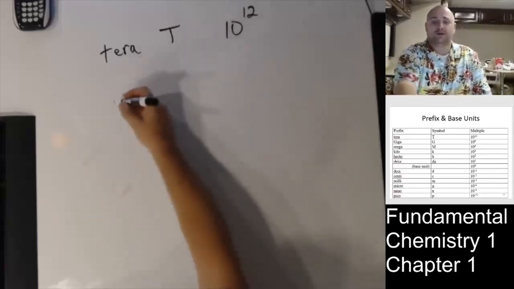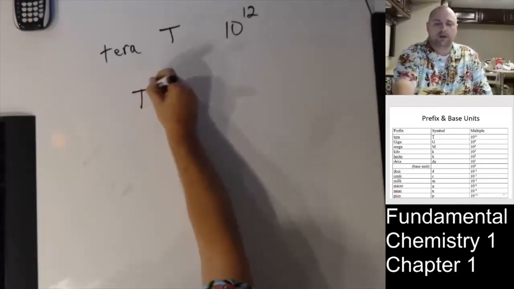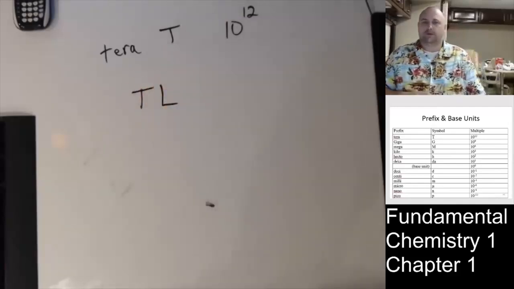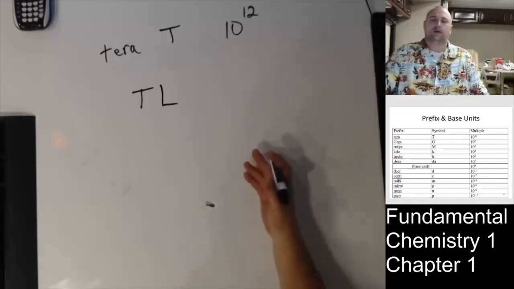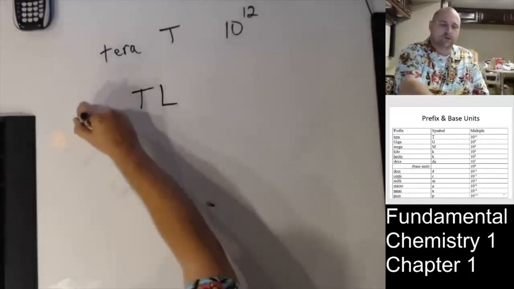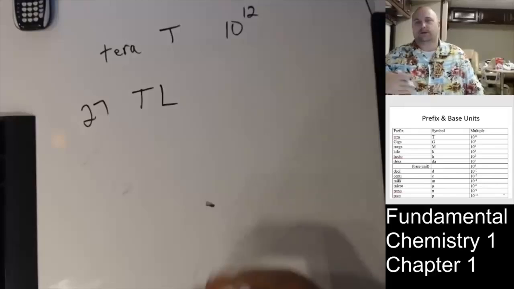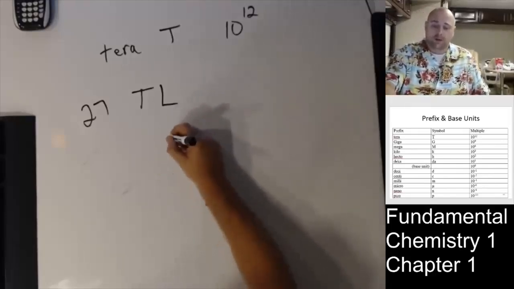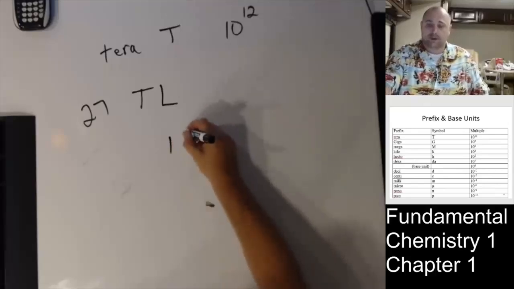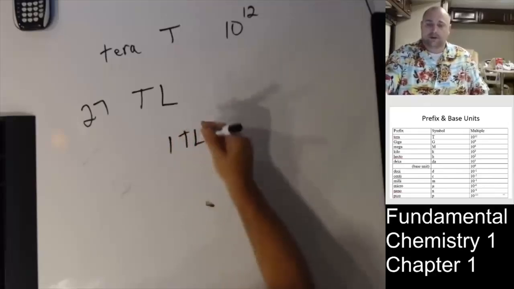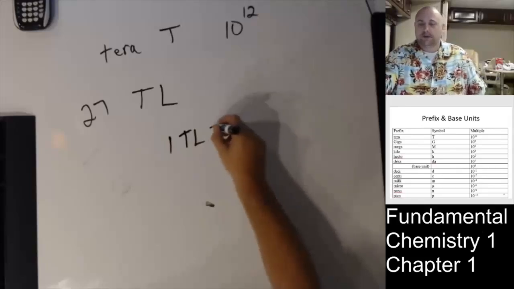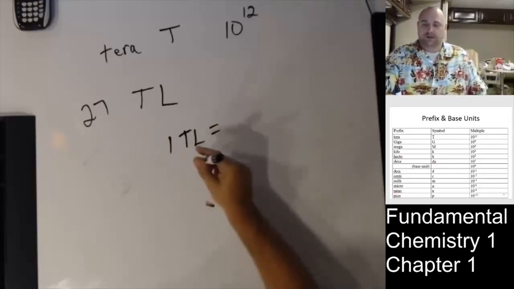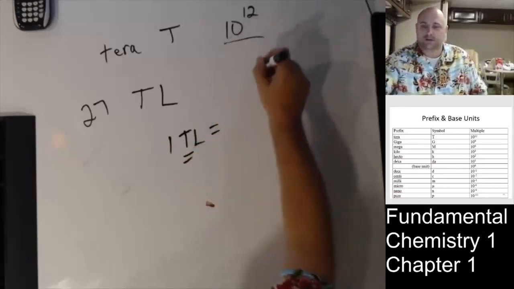If I want to do a teraliter, it will look like this: a T and a capital L. All right. Oh, no, I've got something that's 27 teraliters. I have no idea what to do with that. Well, what I'm going to write is my conversion factor is 1 TL. All right. Capital T. There we go. And I'm going to replace this T. This T is 10 to the 12.